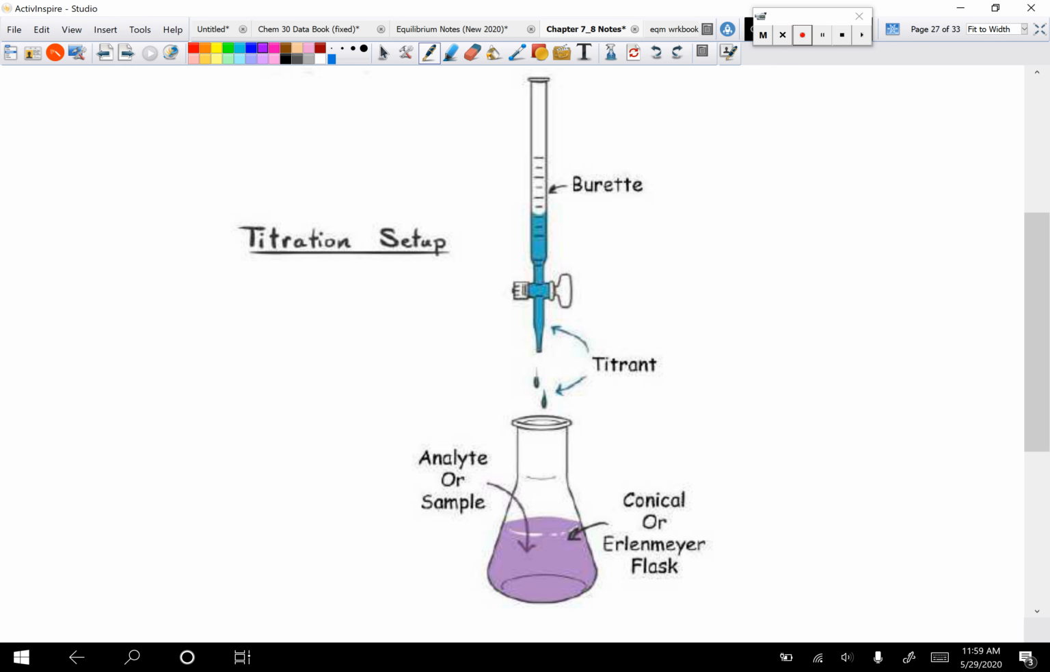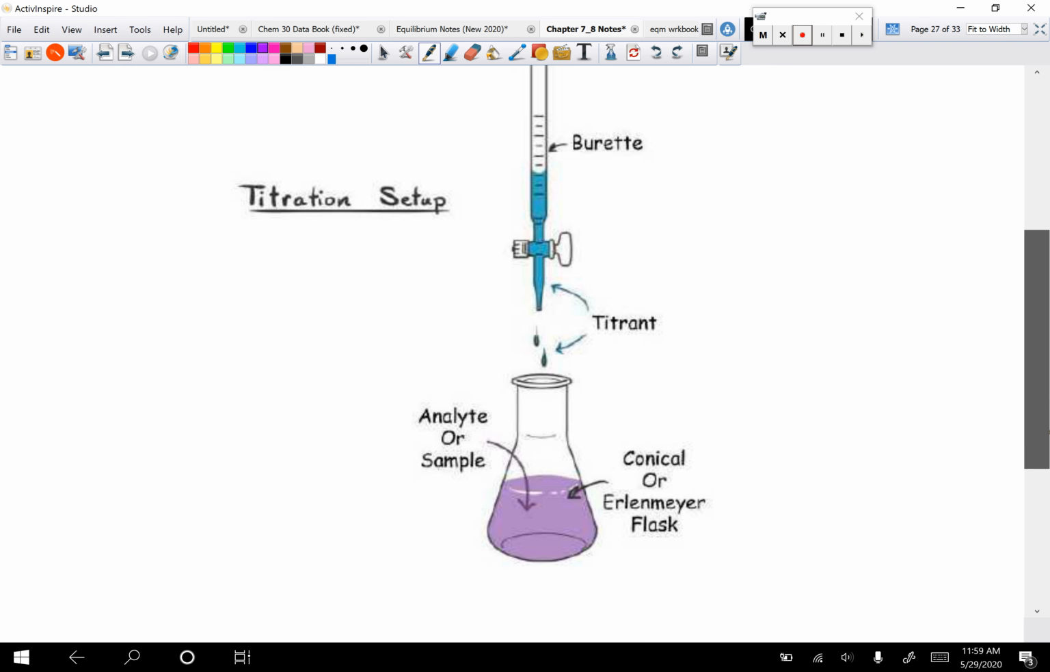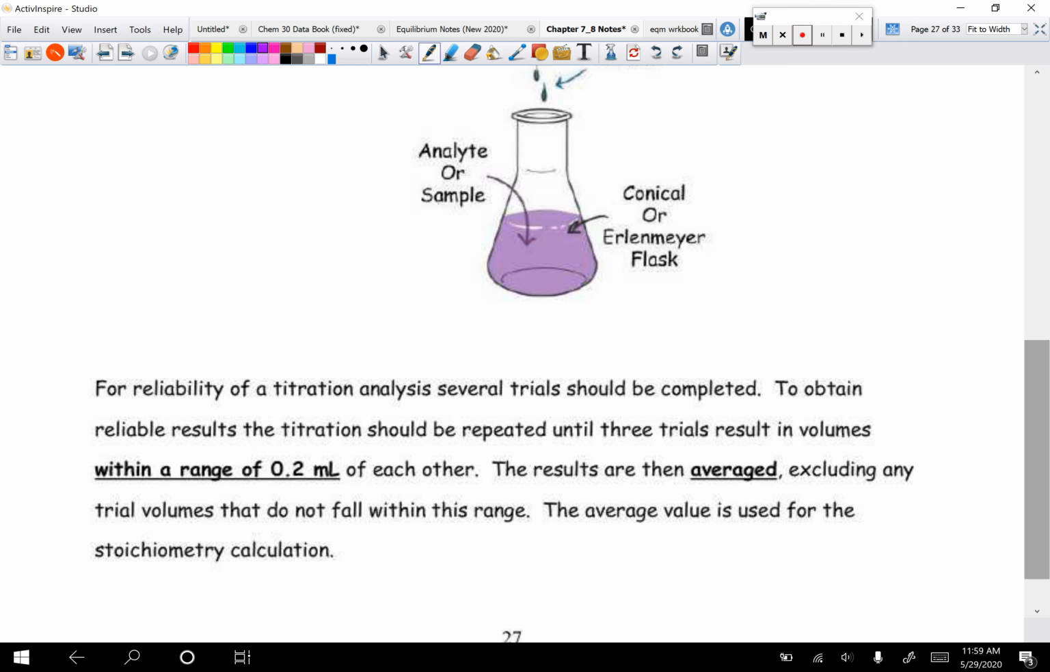Now, when we're doing these titration analyses, it's not just one and done. You need to do multiple trials, and generally we try to obtain reliable results. So we keep repeating titrations until we get 3 trials that result in volumes that range within 0.2 milliliters of each other. Then we take the average of our 3 best trials and we use that for calculations.